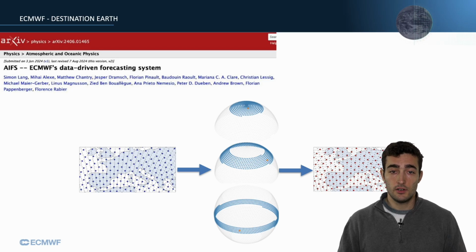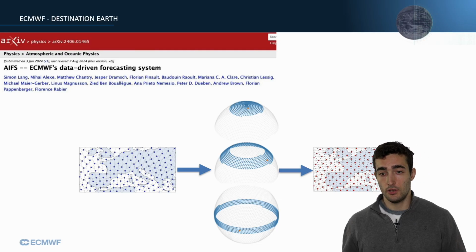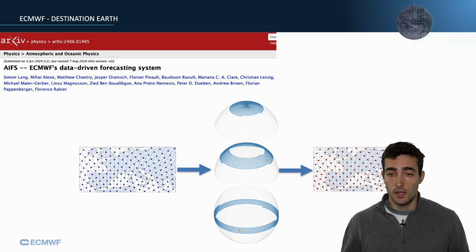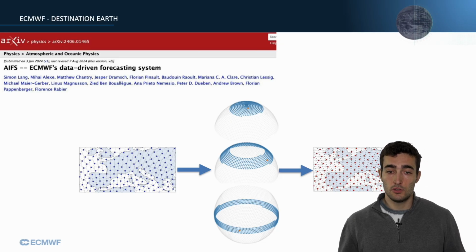And then another case is the AIFS, our data-driven model based on GNNs, and in this case we have a similar structure: encoder, processor, decoder. The encoder and the decoder are very similar. They are graphs going to a hidden resolution, but there is a significant difference in the processor.